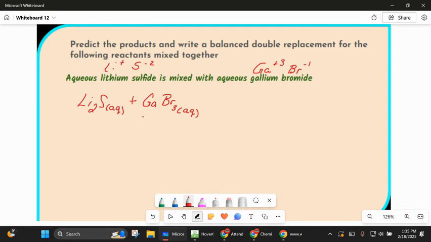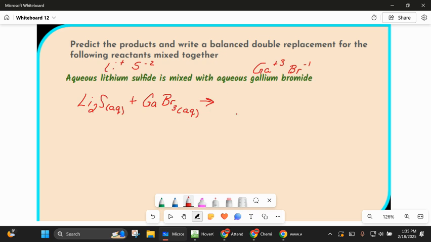Questions on this? They're going to react. The only thing that can happen in a double replacement reaction to get two new things is that the metals, or the cations, I don't care which one you want to call them, have to switch places. Have to switch what they're with.